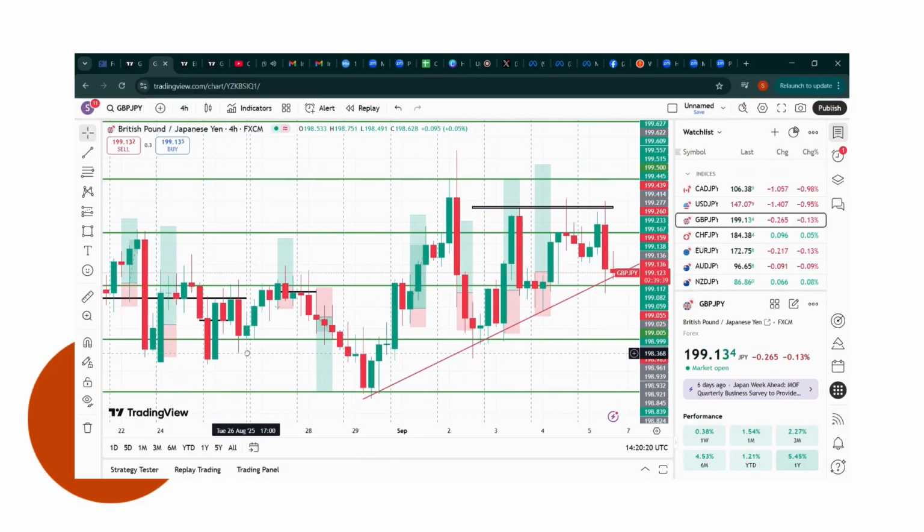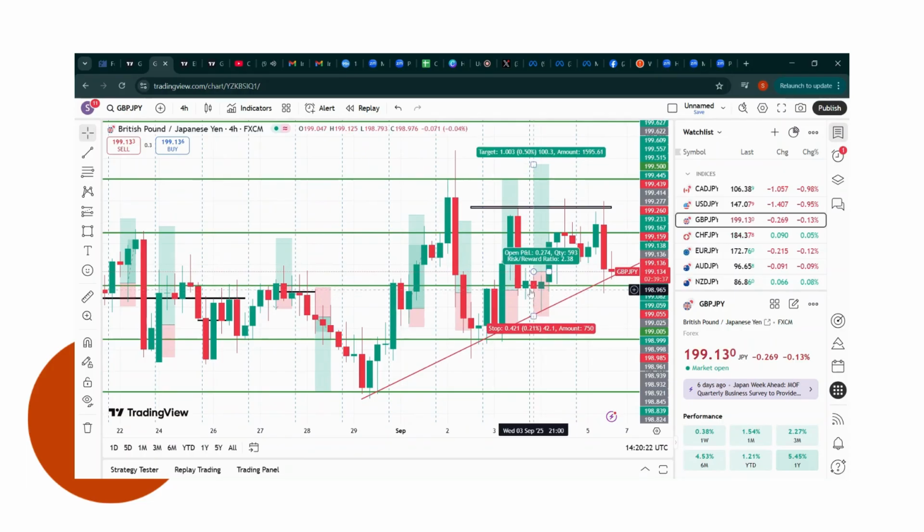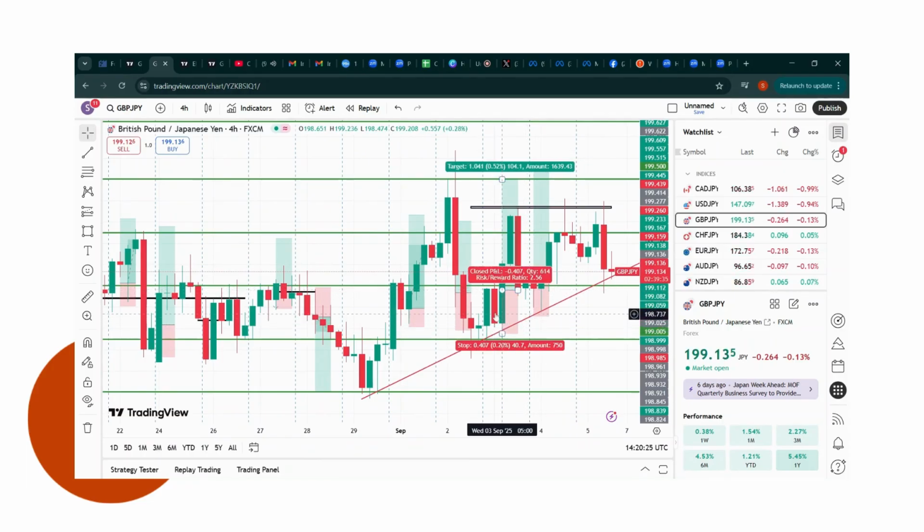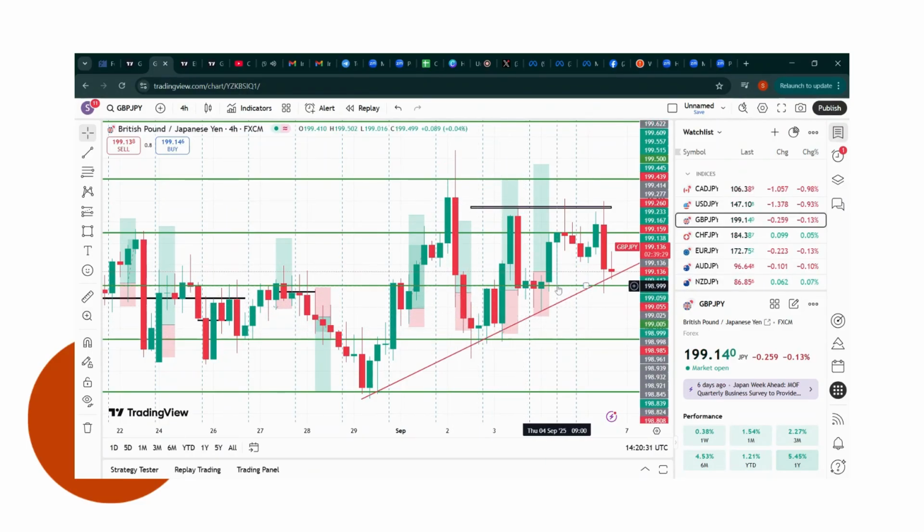Let's go into it, guys. So look at this trade. I took this last buy here. At first, we took the buy and it took us out. I entered the buy again at this point, so I make it double. So how do I do it? Let me show you very quickly.